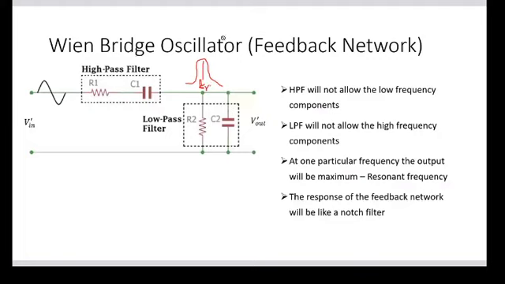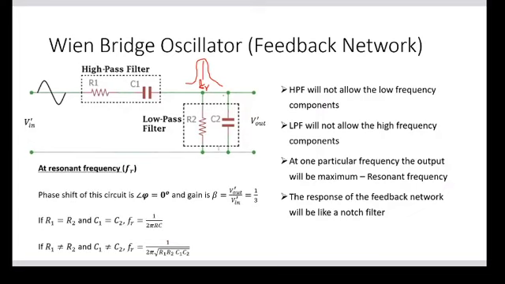The peak frequency is at a particular frequency where your output is very high. That frequency is known as the resonant frequency. Okay, fine. So what happens at the resonant frequency? That is a big question here.